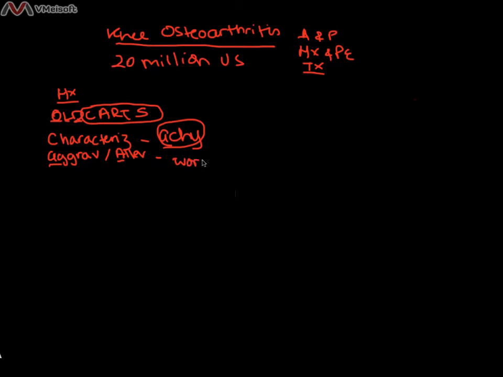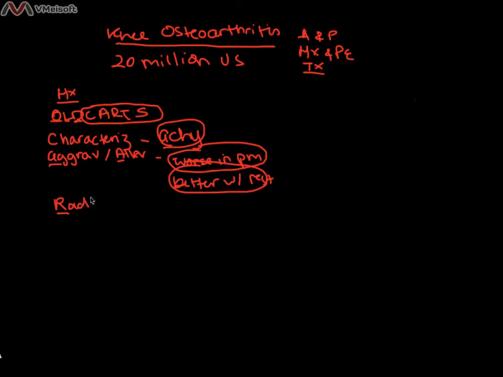So worse in the PM is a common feature. And then for alleviation, it usually gets better with rest, which makes sense. So those are three key features: achy, worse in the afternoon, and better with rest. Radiation, usually the pain just stays right over the joint. T is for temporal, and this is another important one because usually people with osteoarthritis complain of morning stiffness. Remember that. Temporal is time. So in the morning time, AM, they get morning stiffness.